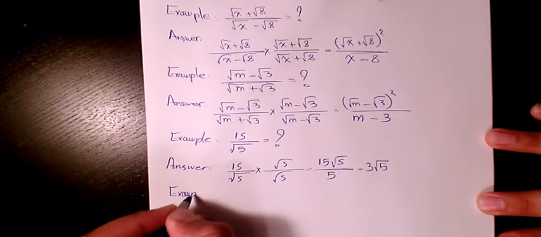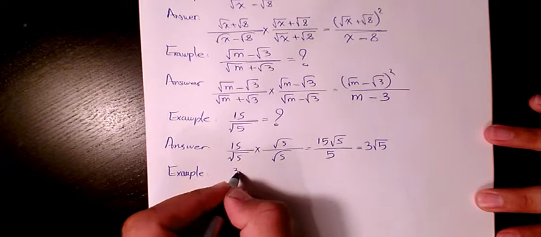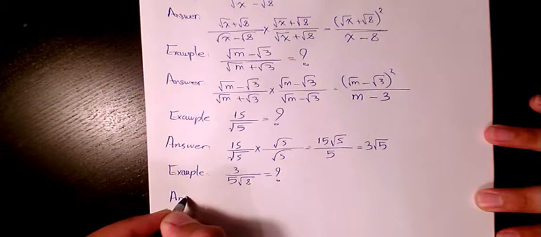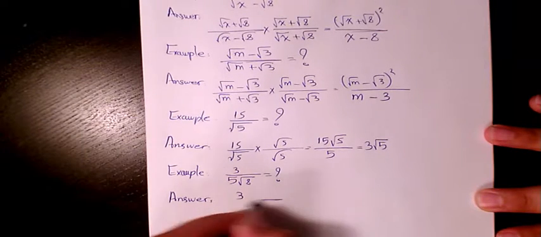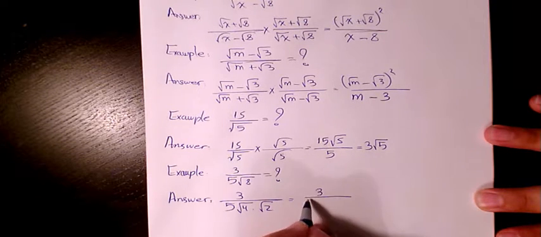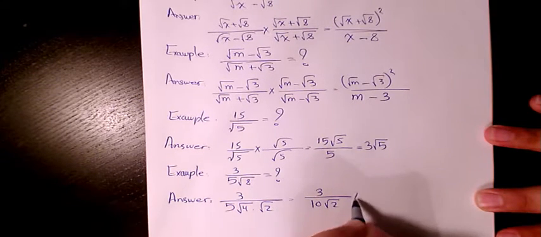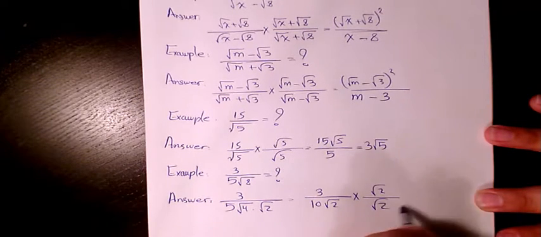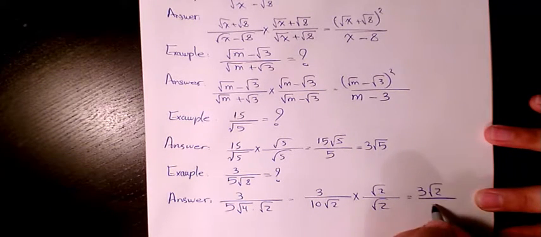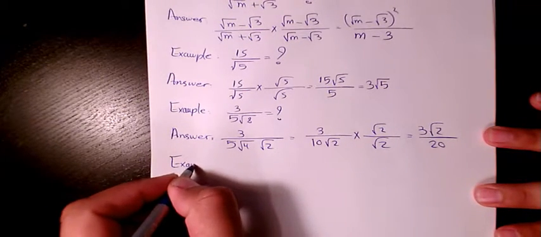Next example is 3 over 5 root 8. Answer is 3 over 5 root 4 times root 2. 3 over 5 times root 4, which is 2, so it's going to be 10 root 2 times root 2 divided by root 2. So it's going to be 3 root 2. 10 times root 2 times root 2 is going to be 20. Next example.